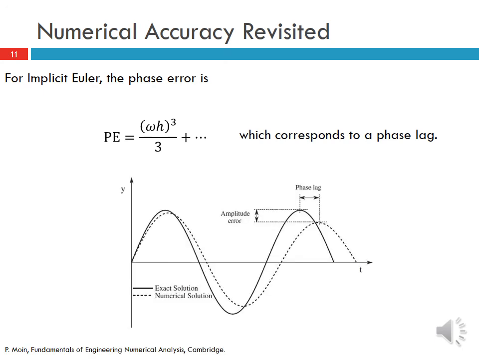And you can see the difference in the concept of the amplitude error and the phase error for a general numerical solution. So here the solid line is the exact solution, and the dashed line is a numerical solution, and you can see that it has some amplitude error as shown here, as well as some phase lag in this case.